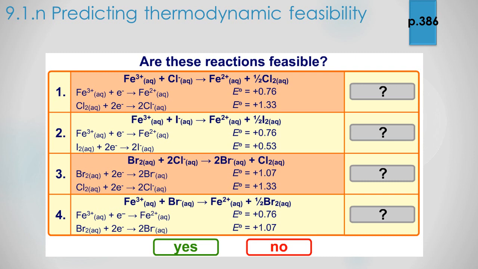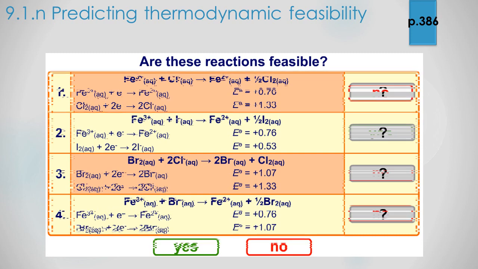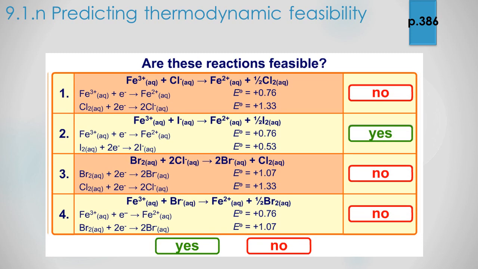The last reaction is Fe3+ gaining electrons to form Fe2+, the E0 of which is plus 0.76. We're going to keep this as it is because it matches the Fe3+ in the proposed reaction. However, Br- is being oxidized to Br2, so this one is going to be negative. 0.76 minus 1.07, the value is going to be negative, so it's going to be thermodynamically not feasible. So it's going to be not feasible, feasible, not feasible, feasible.